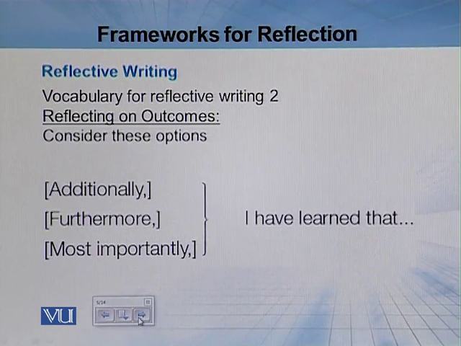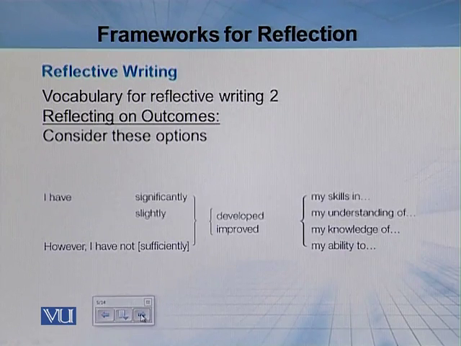You could also start sentences with words like additionally or furthermore in terms of describing what you have learned. Additionally, I have learned. Furthermore, I have learned. Or most importantly, I have learned. This actually will help you give weight to your thinking in relation to reflecting on the outcomes from an experience you have in the classroom.